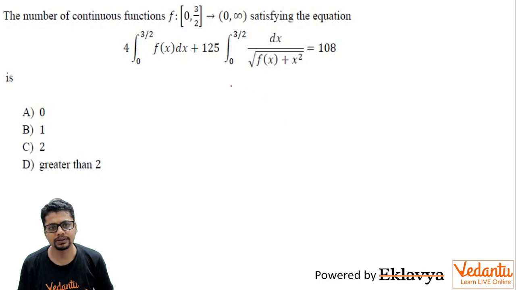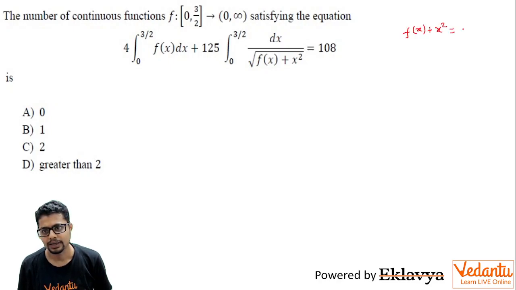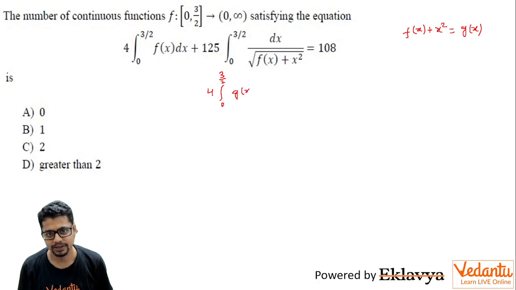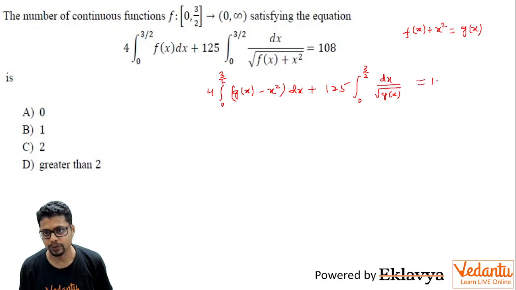So one way of doing this is, since under root f(x) plus x square is there, let me take f(x) plus x square as, let's say, g(x), so that in under root it is just good to see one term. That means f(x) is g(x) minus x square. So 4 times the integral from 0 to 3/2 of f(x) is g(x) minus x square, plus 125 times the integral from 0 to 3/2 of dx by under root g(x) is equal to 108.